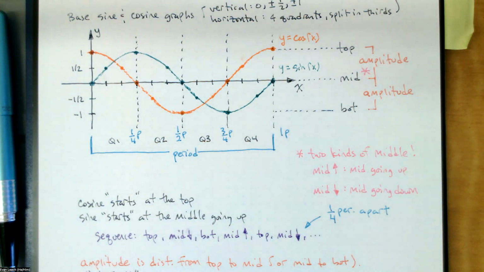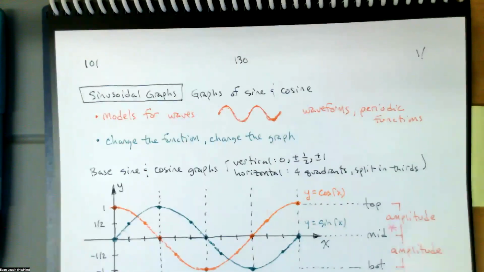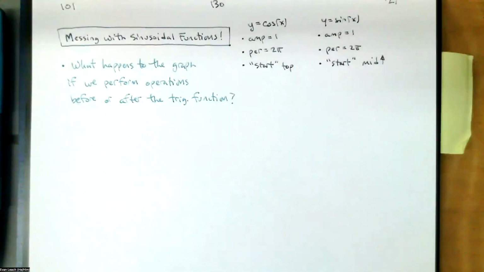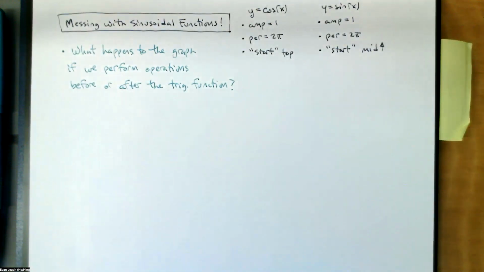Let's talk about messing with the graphs of sine and cosine. I like to use very technical terms, so this is called messing with sinusoidal functions. Let's first remind ourselves of what the default state is. For cosine, we have an amplitude of 1, a period of 2 pi, and it starts at the top. It goes on forever in both directions, but we're thinking of that top point as where we start. Sine, amplitude also 1, period also 2 pi, but we are going to start at the middle going up.